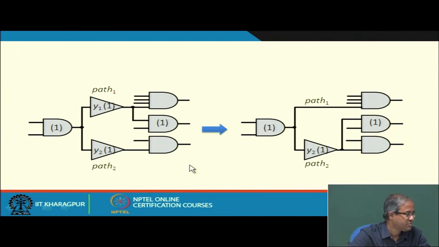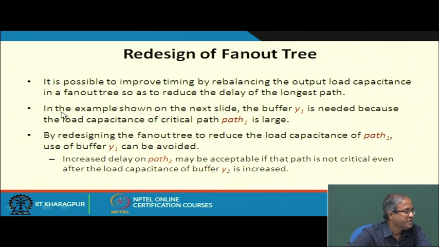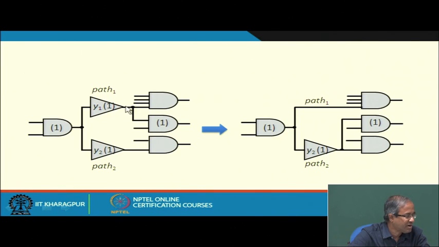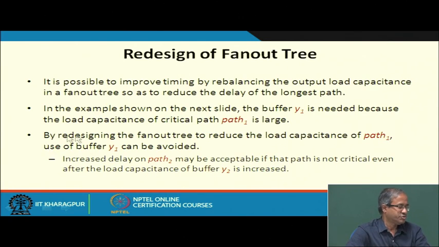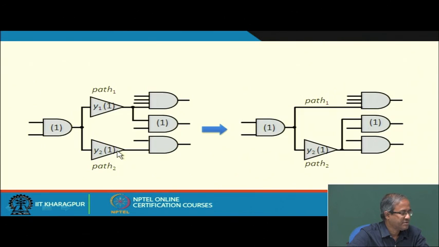So, let us go back to the slide. In the example we just saw, this y1 was required because the load capacitance of path 1 was large. Okay. Load capacitance of this path 1 was large, you see it was driving 2 inputs, that is why we needed a buffer here. So, by redesigning the fan-out tree, what we did, we reduced the load capacitance of path 1, and so the buffer y1 was avoided. So, this we shifted to here.